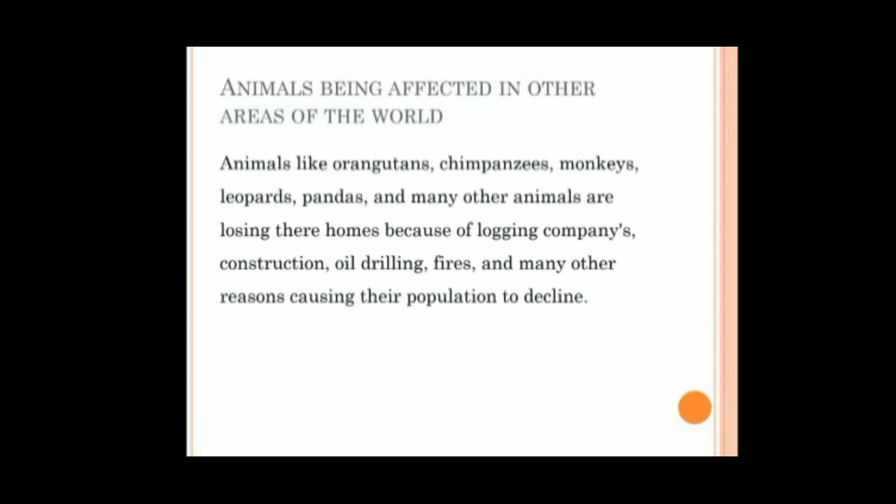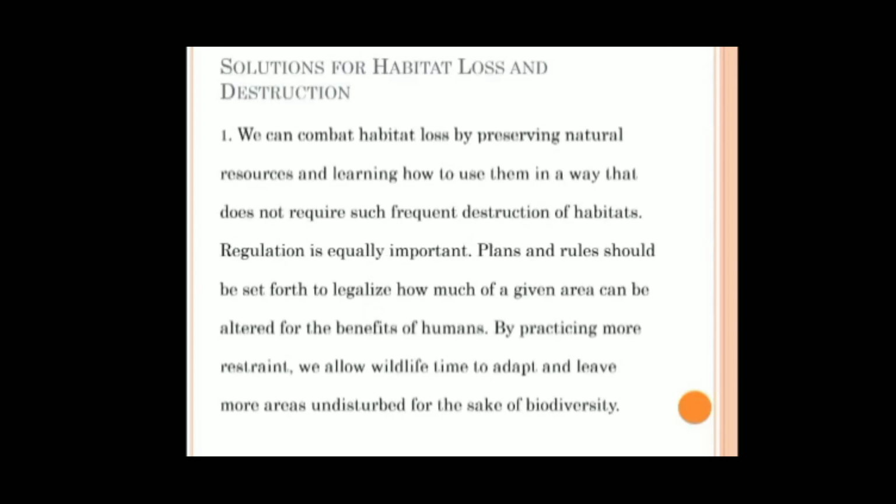The solutions for habitat loss and destruction. First, we can combat habitat loss by preserving natural resources and learning how to use them in a way that does not require such frequent destruction of habitats. Regulation is equally important. Plans and rules should be set forth to legislate how much of a given area can be altered for the benefit of humans. By practicing more restraint, we allow wildlife to adapt and leave more areas undisturbed for the sake of biodiversity.